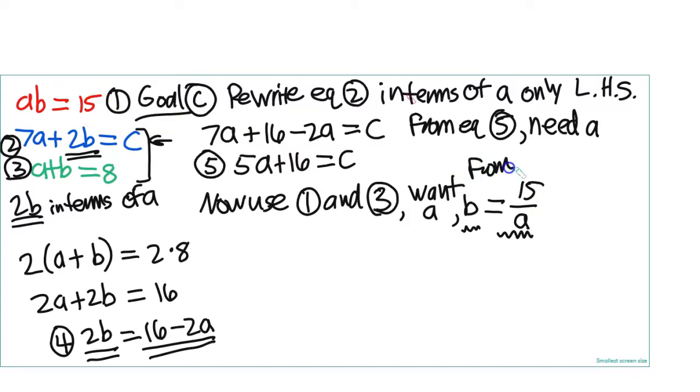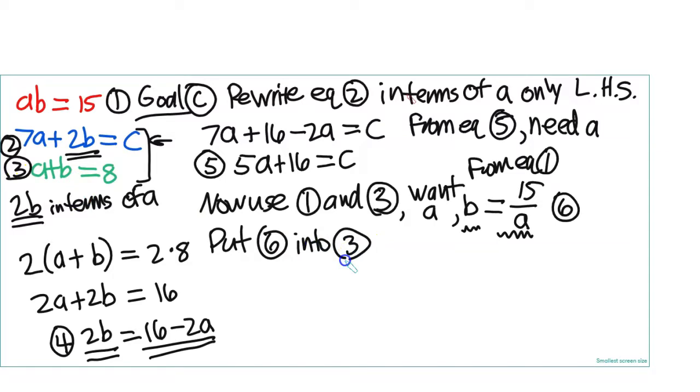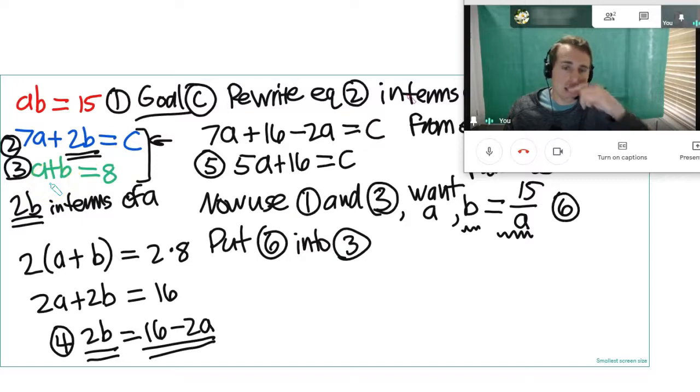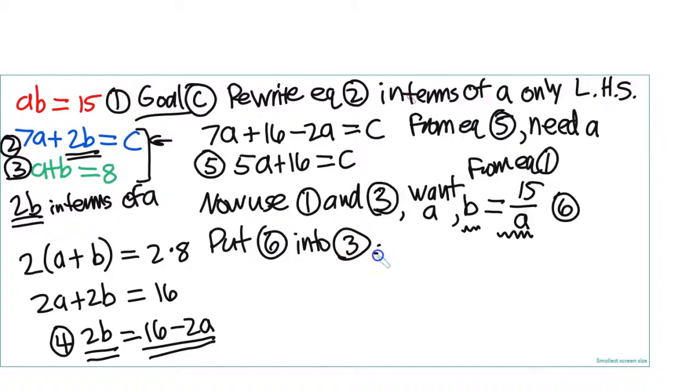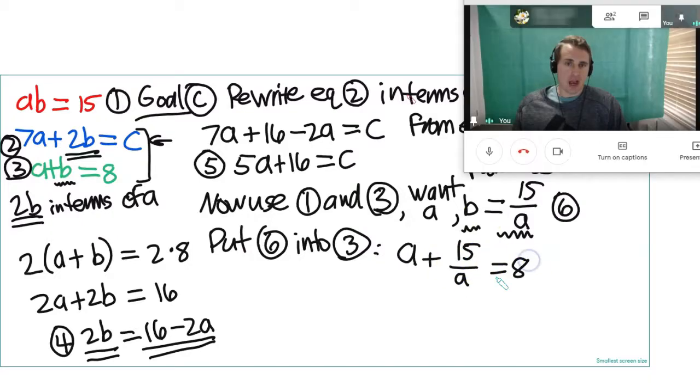So from equation 1. Now that, let's call this, I don't know, 6, and then we'll put 6 into equation 3. Which again, equation 3, you got to keep it straight. Equation 3 has A's and B's. We'll be able to get A by itself. So this will become A plus, now remember where B is. It's going in there, right? So A plus 15 over A equals 8. Do you see how we got that?